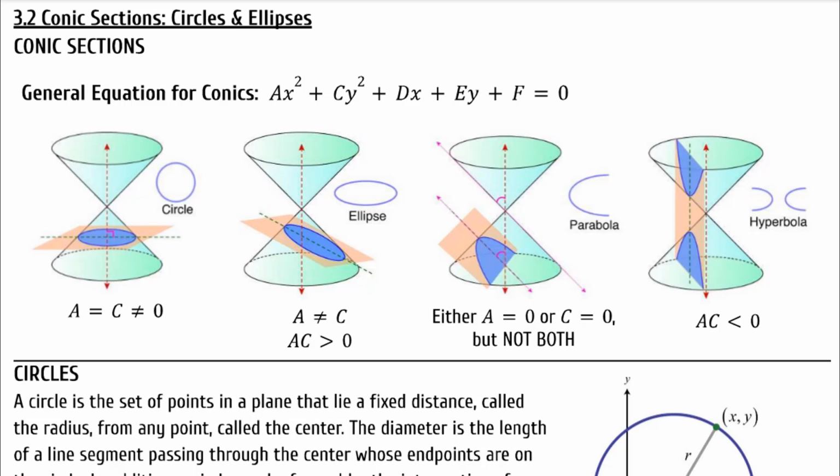The rest of Unit 3 is about conic sections. A conic section is a curve obtained from a cone surface intersecting a plane. The general equation for conics is ax squared plus cy squared plus dx plus ey plus f equals 0.